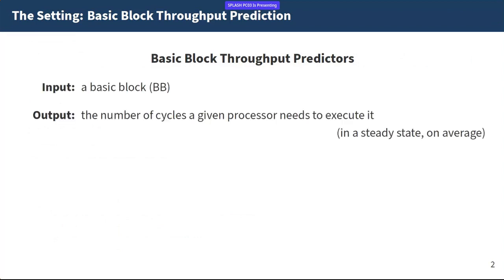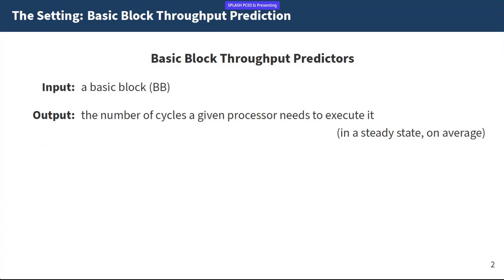these tools, given a basic block, which is a branch-free sequence of machine instructions, will predict the number of processor cycles a given processor microarchitecture will need to execute it in a steady state on average. So basically, execute it in a long-running loop.